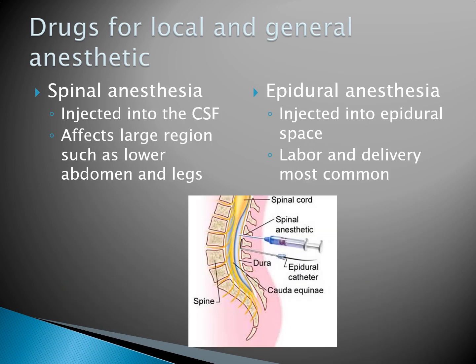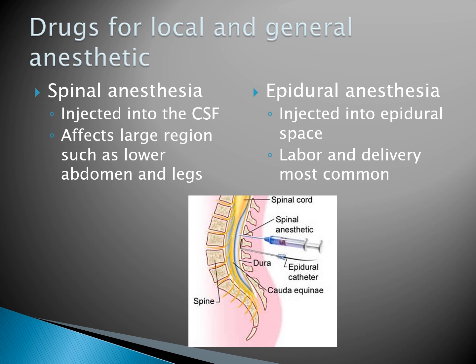So going into a little more detail on the types of the local and general anesthesia, all of these were mentioned on the previous slides, but now I'm going to go into a little bit more detail. So for spinal anesthesia, indications would be surgery of the abdomen, pelvis, perineum, lower legs, etc. I used a pregnancy example before, but for example, a C-section would be a spinal anesthesia. And this is directly injected into the cerebrospinal fluid, and that affects a larger region.